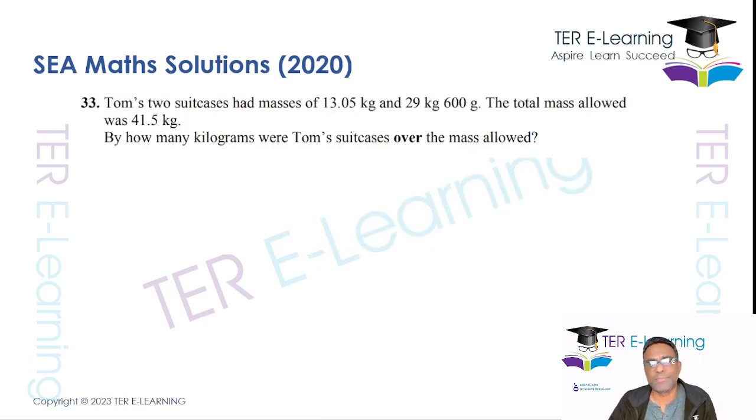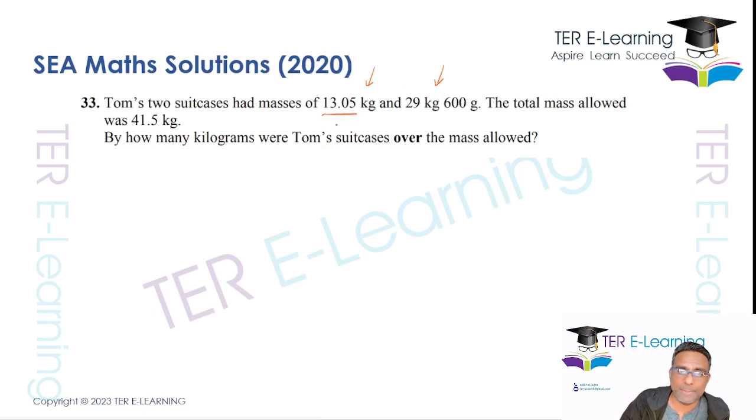Question 33. Tom's 2 suitcases had a mass of 13.05 kilograms and 29 kg 600 grams. Total mass allowed was 41.5 kg. By how many kilograms were Tom's suitcases over the mass allowed? So the first thing I would do, I will try to add up those two numbers, right? And because you have kg here and you have kg and grams here, I would work the entire question in grams.